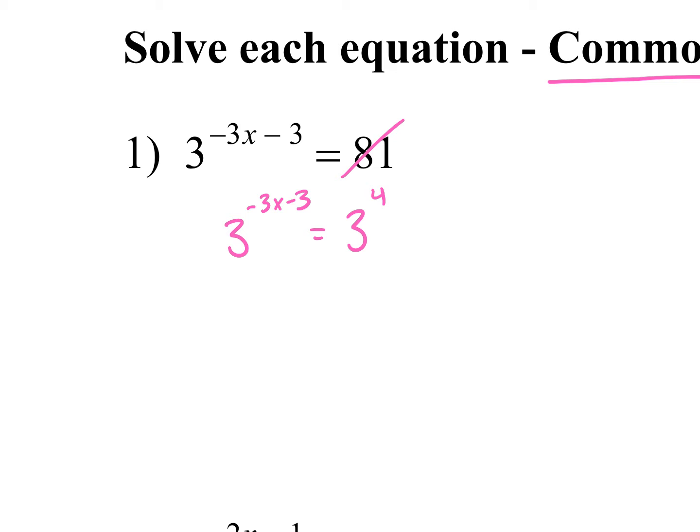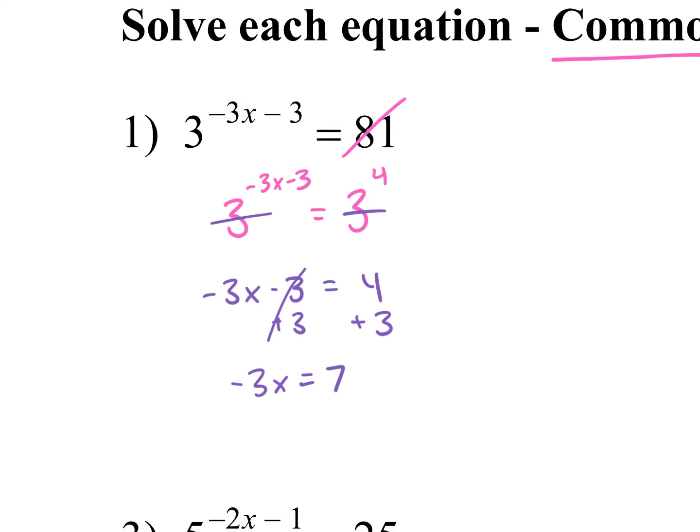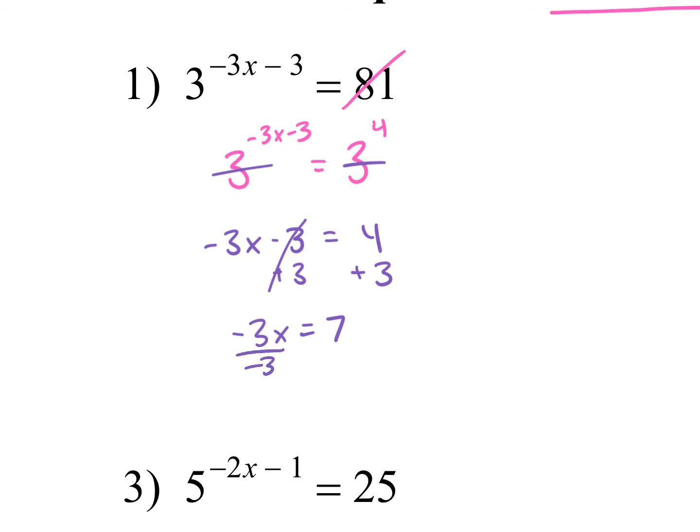Once our bases are the same, what can I do? Cancel them out. So I have negative 3x minus 3 is equal to 4. What should I do next? Add 3 to both sides. So negative 3x is equal to 7. And then what's the last step? Perfect. So x is equal to 7 over negative 3.